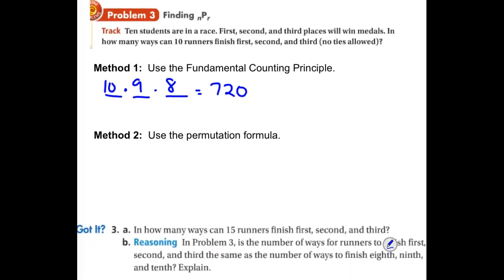If we were going to set it up as a permutation, we would say there are 10 runners. We are choosing groups of 3. We're going to select the places first, second, and third, 3 places. So our formula would be n factorial, 10 factorial, divided by n minus r factorial. So 10 minus 3 would be 7.